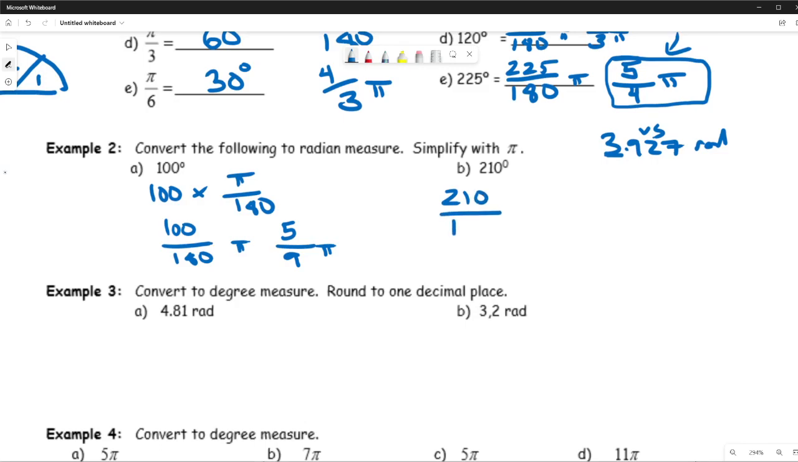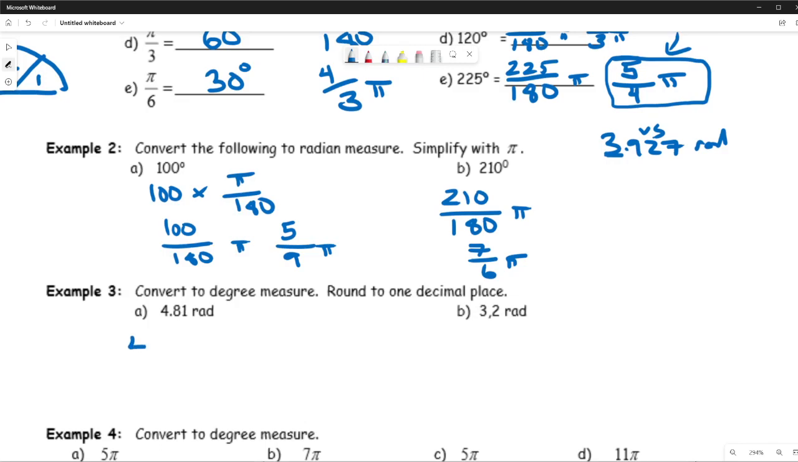210 over 180 times pi. I can divide both of them by 30. 7 over 6 pi. And that's how you would represent either of those things in radians. Okay, so you can take degrees and convert them into radians by multiplying by pi and dividing by 180. Practically, you're going to leave pi in almost like a variable. Right now, pi is a number, but rather than write out the long decimal, we just write a fraction of pi instead.